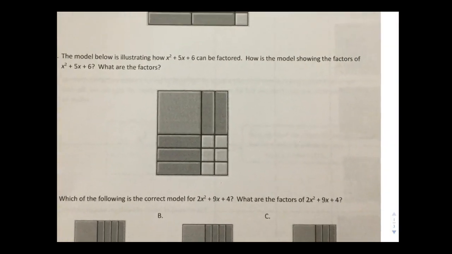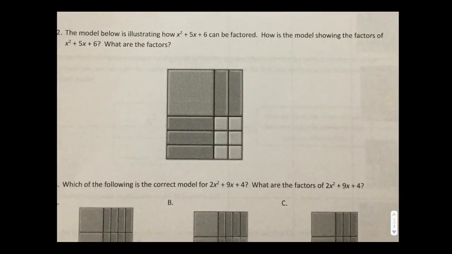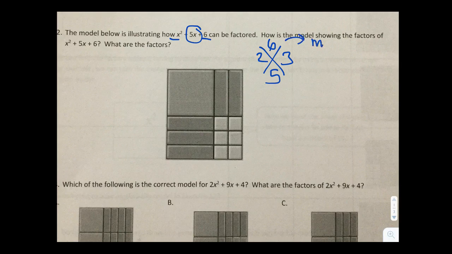Moving on to that next page, 12 and 13, for those of you who didn't finish it in class. So we've been shown the x method, and it multiplies to 6 times 1, so I get 6 up top. It adds to the middle number, which is 5. 2 times 3 multiplies to 6 and adds to 5. So this is the multiplies version. This is the adds to.